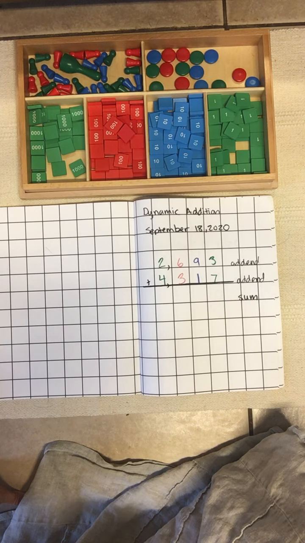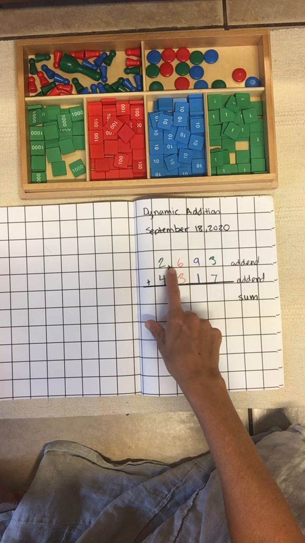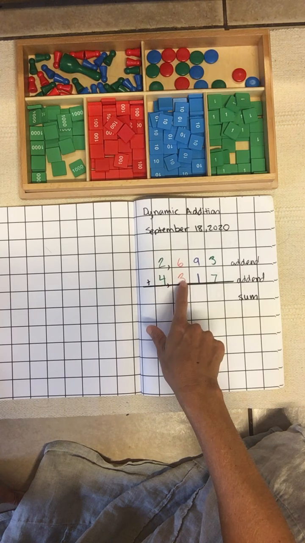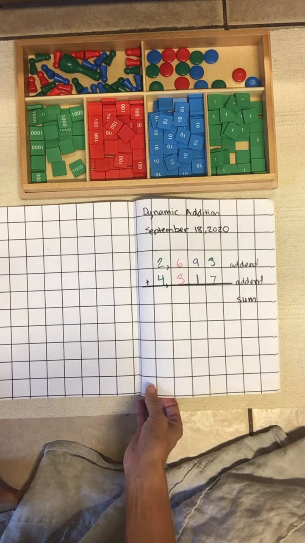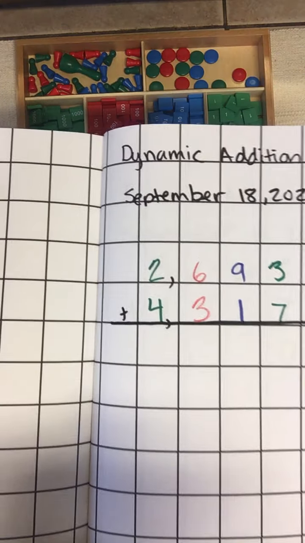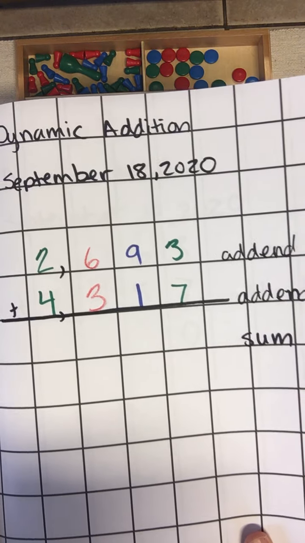So we're going to build our two add-ins, which are 2,693 plus 4,317 to find our sum. So let me show this to you up close.